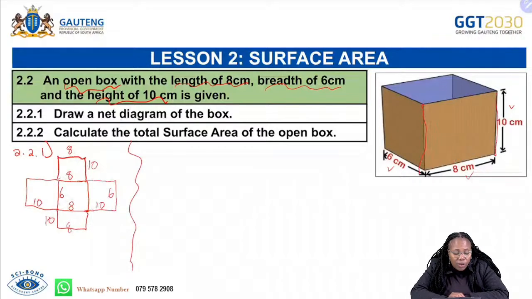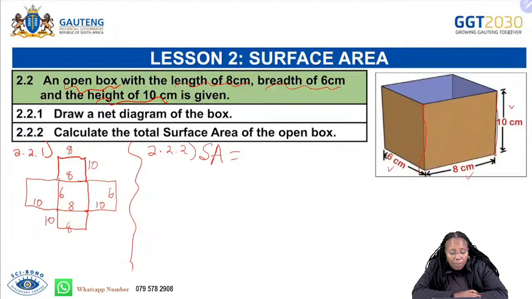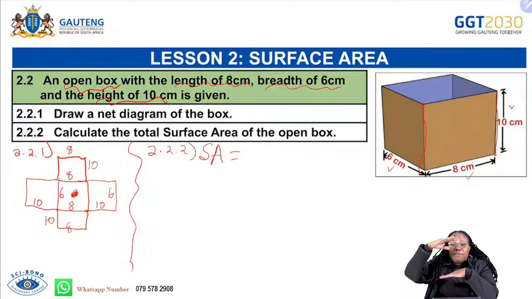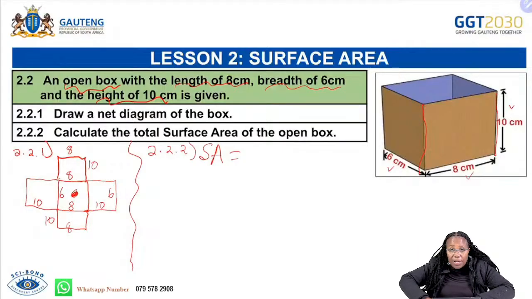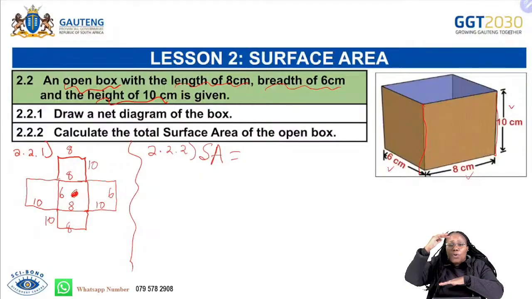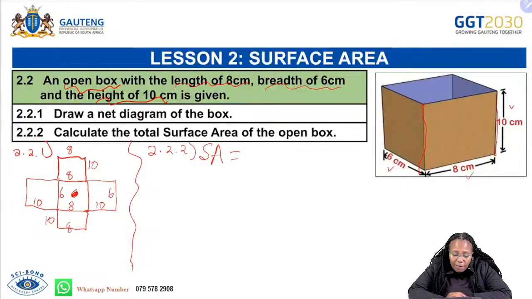Now, calculate the total surface area, 2.2.2. We are calculating the surface area of this particular box. Now we are going to start with the base part, this one here. Remember, if it doesn't have a lid, it will have only one side for the base. It does not have a matching part because the top part is open. But if there was a lid, it was a closed box, this bottom part, the base one, will be corresponding with the top part. So here we have only the base part, which is 6 times 8.